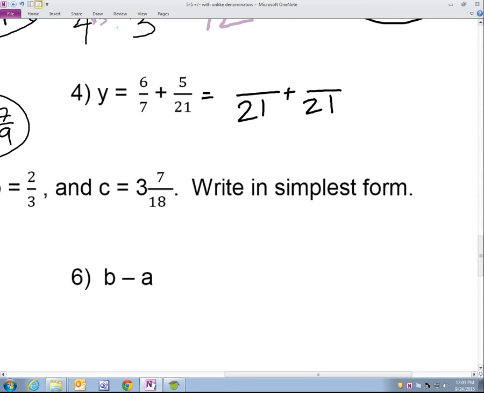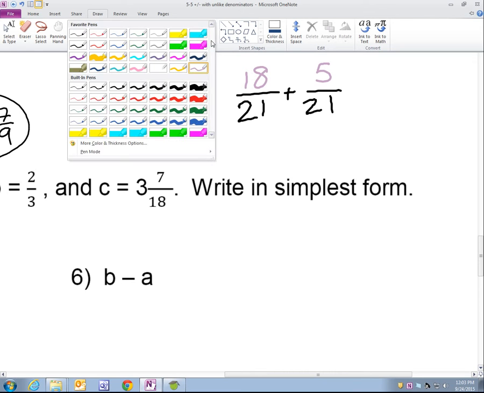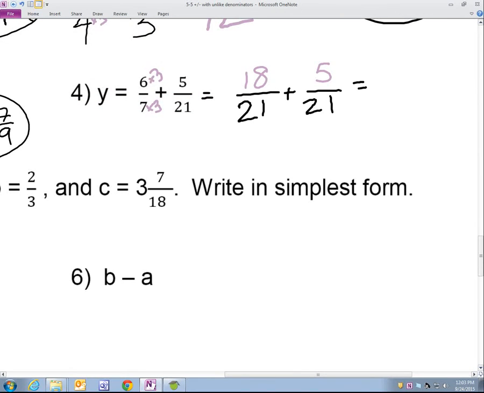I'm going to be multiplying 7 times 3, which is going to be 6 times 3 as well. So it's 18. That one's already there. Comes out to be 23 over 21.